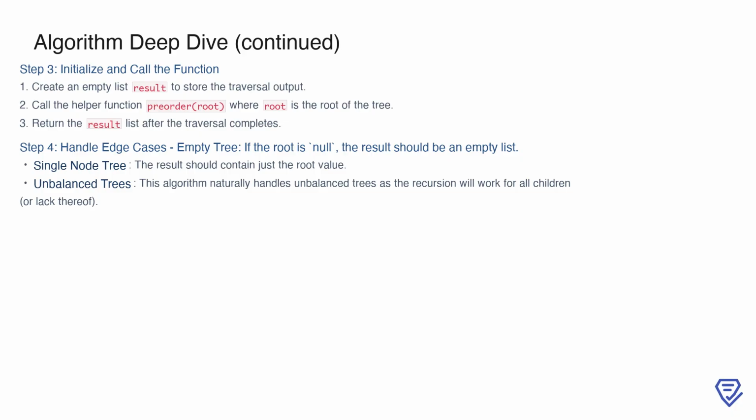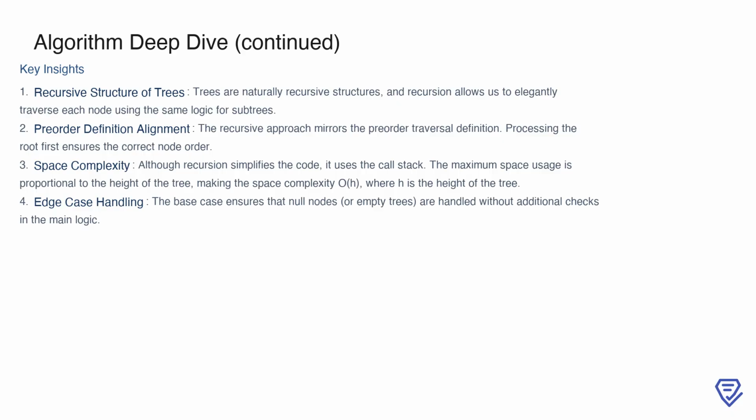It's also important to handle edge cases effectively. For example, if the tree is empty, meaning the root is null, the result should simply be an empty list. For a tree with only a single node, the result will contain just the value of that node. Unbalanced trees are naturally handled by the recursive logic, as the function will process all existing children while skipping over null nodes.